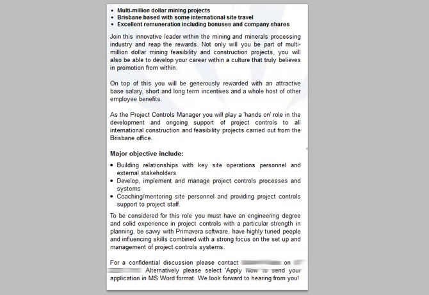For a confidential discussion, please contact the person, which I have blurred out, on the number which I have also blurred out. Alternatively, please select Apply Now to send your application in MS Word format. We look forward to hearing from you.